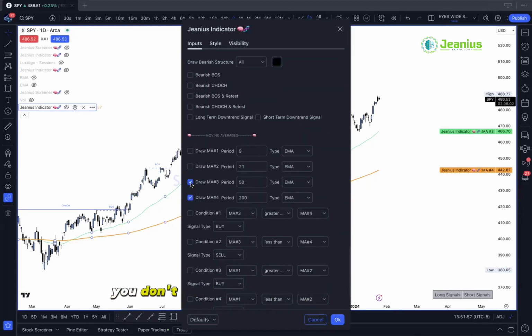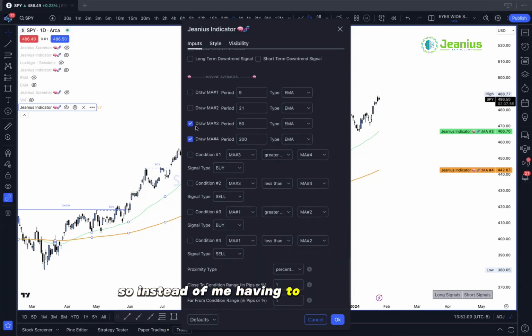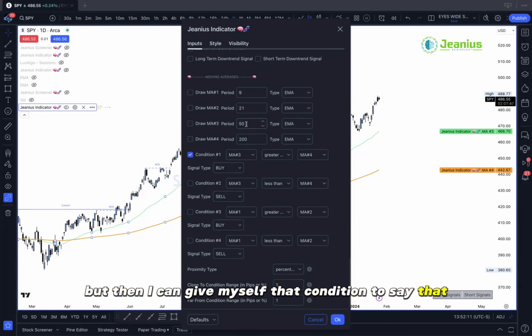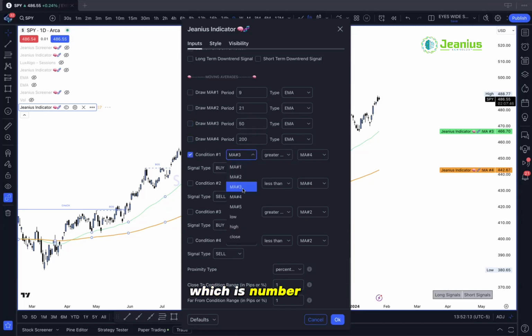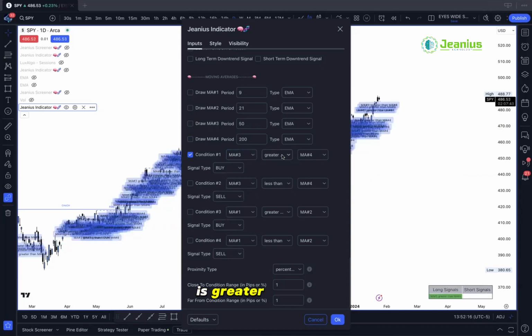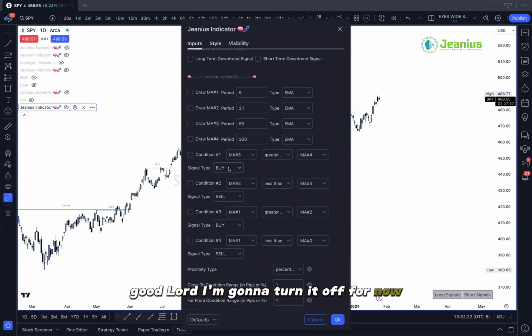Say you're somebody who doesn't like to use moving averages per se, but you like to reference moving averages. Instead of me having to turn the moving averages on and off, I could just leave them off my chart, but give myself that condition to say that when the 50, which is number 3, is greater... good Lord, what is that? Oh, okay, that's giving me that signal. Good Lord, I'm going to turn it off for now.